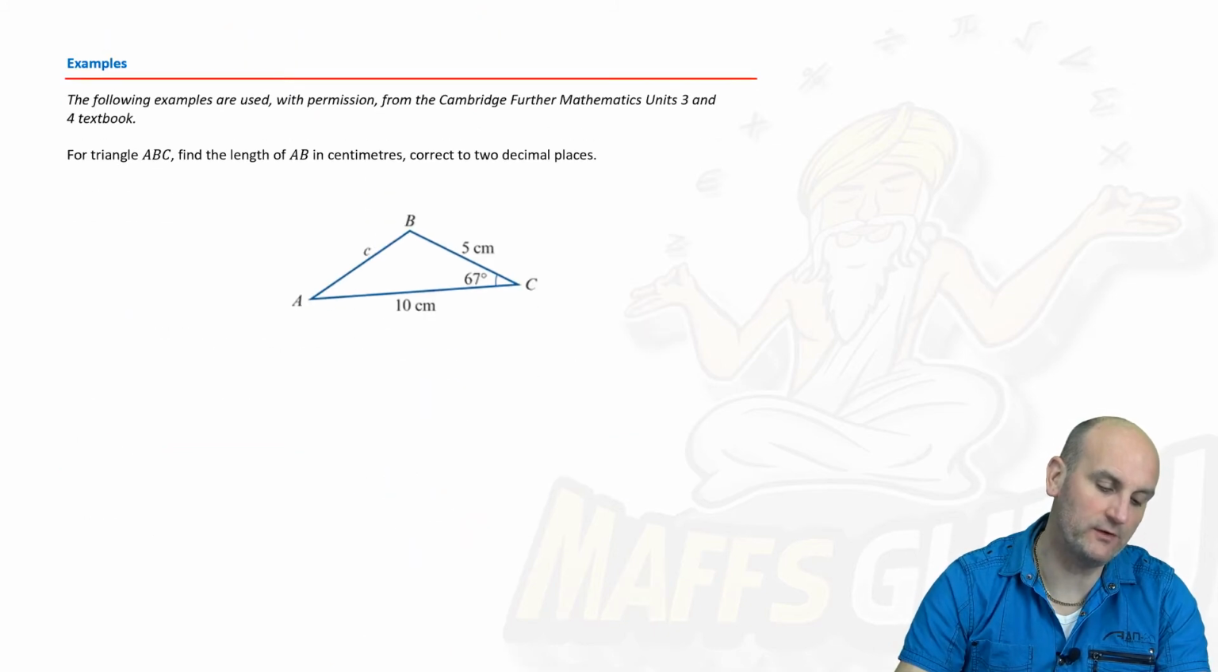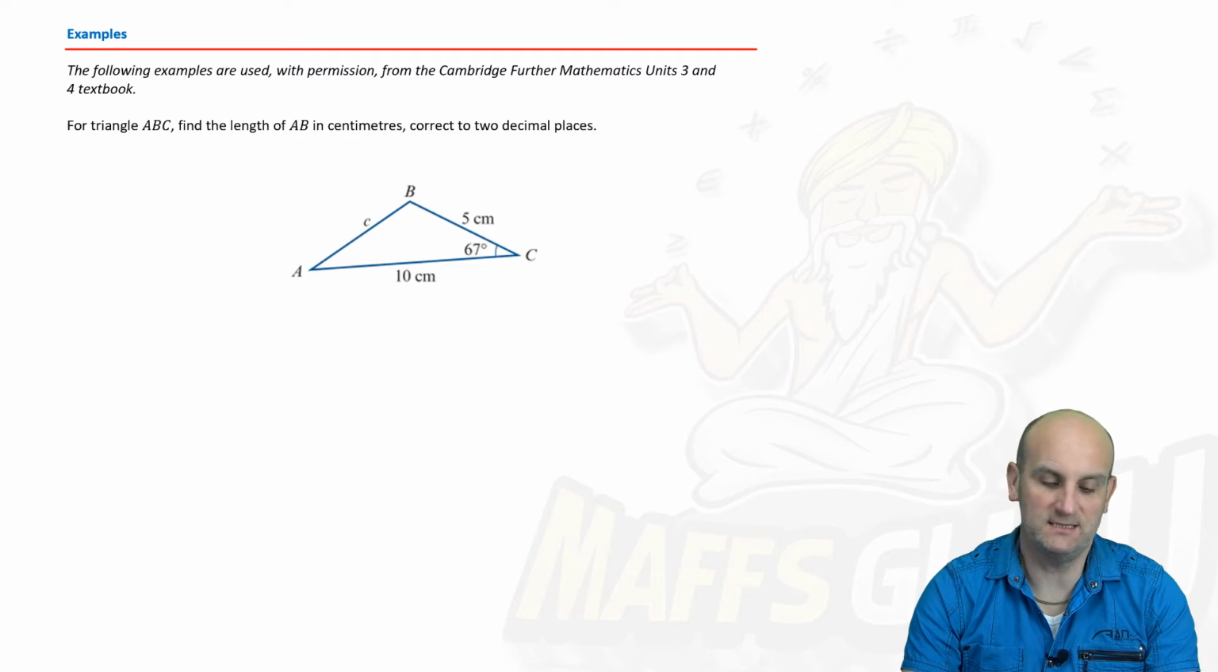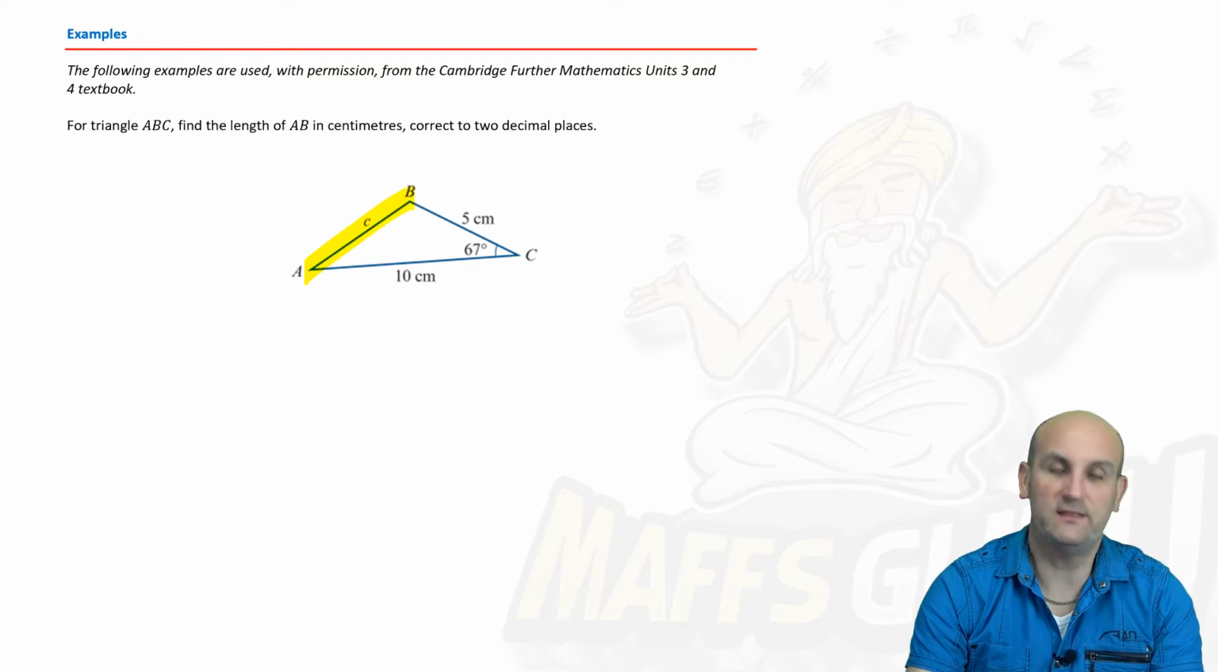And so the examples, I'm very lucky, have been provided with permission from the Cambridge Further Maths textbook series, Cambridge You Rock, and I have to say it is a really, really good textbook series. So for triangle ABC, find the length of AB in centimeters. Okie dokie, we can do that. There is my length of AB.